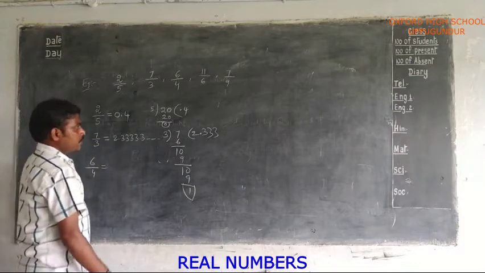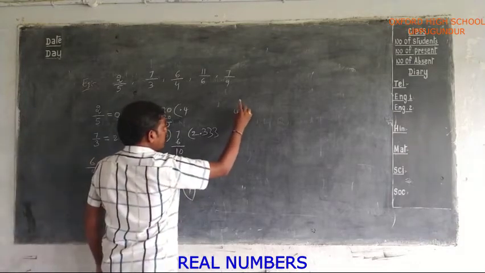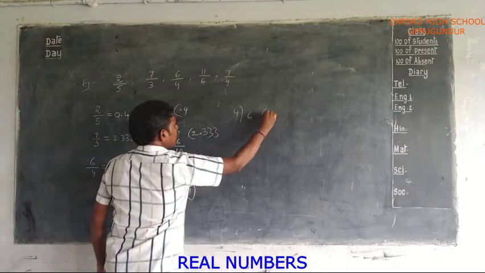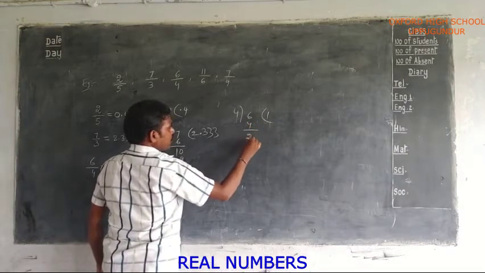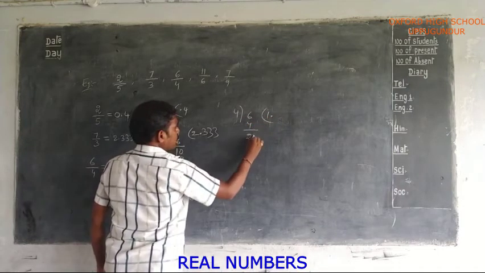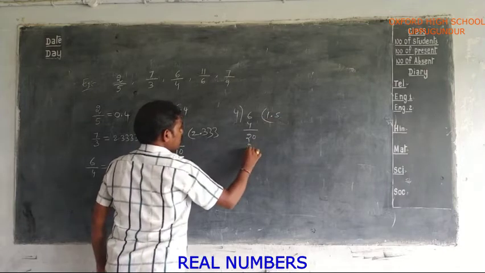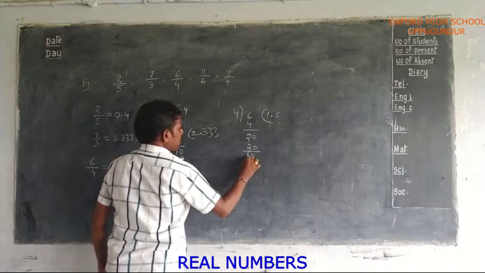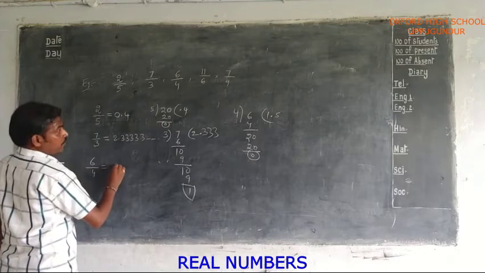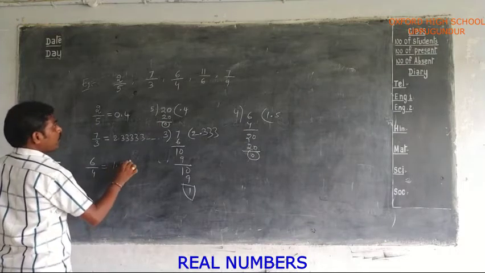Next one, 6 by 4. When you are dividing 6 with 4, 4 ones are 4, 2 is the remainder, 0. 4 5s are 20. So 6 by 4 equals 1.5.